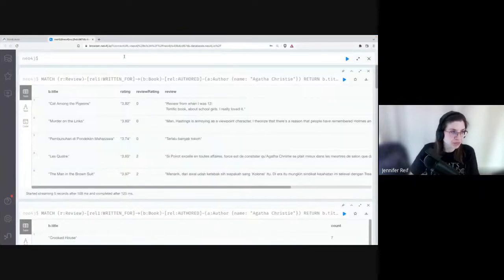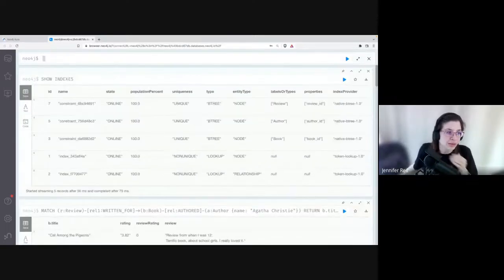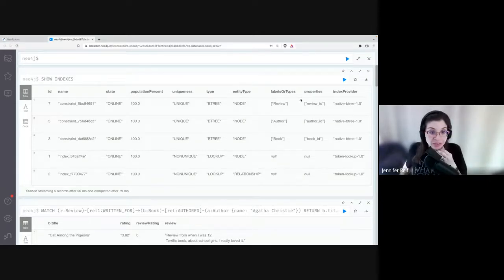Okay. So I think it's show indexes. Yes. Okay. So I have a couple of constraints and I have a couple of indexes. Constraints automatically create an index as well. And so here I have indexes created on book, author, and review, where each of the IDs is going to be unique. So it basically says, hey, if I'm querying for a particular book, then it will grab the index off of book ID and say, hey, I need to start my query from this particular book ID and then move out in the graph from this point.